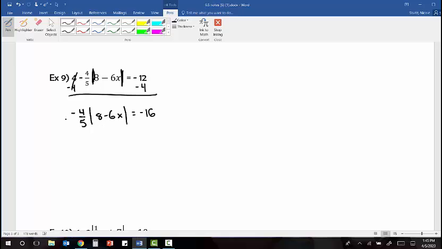And then I'm going to deal with the 5. So the 5 is leaving. And then I'm going to divide by -4. So please, please, please do not distribute. We can never distribute when we have absolute value. So my actual problem looks like this.